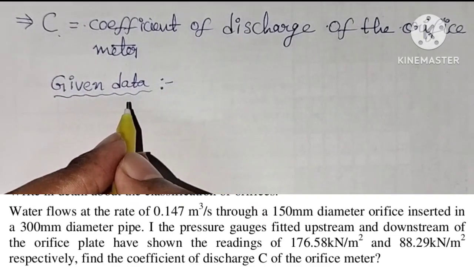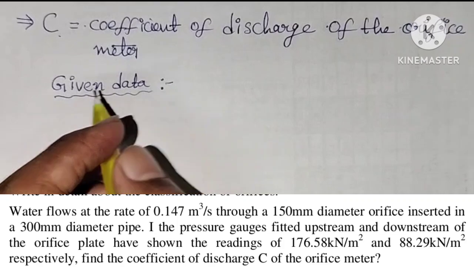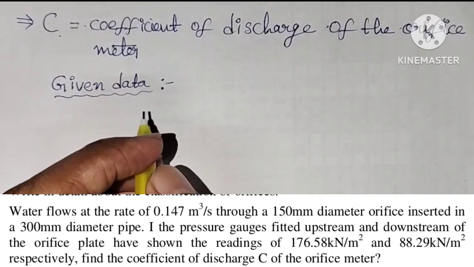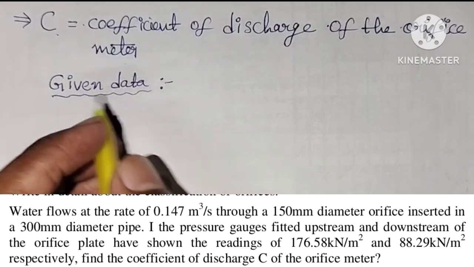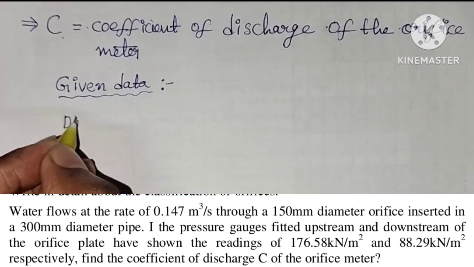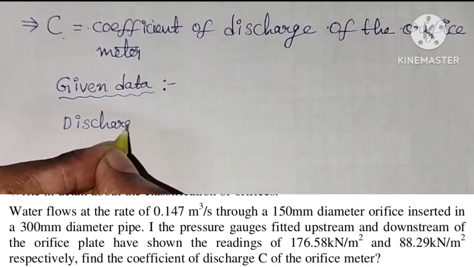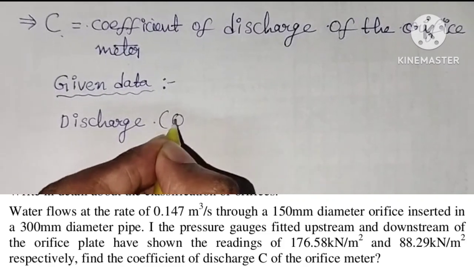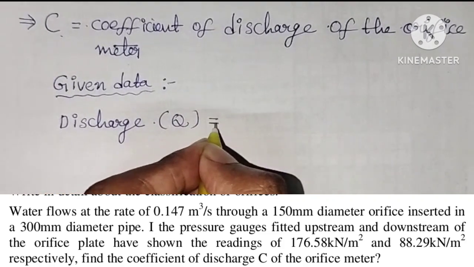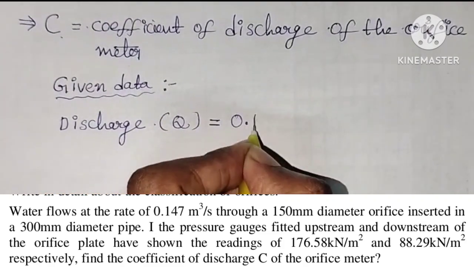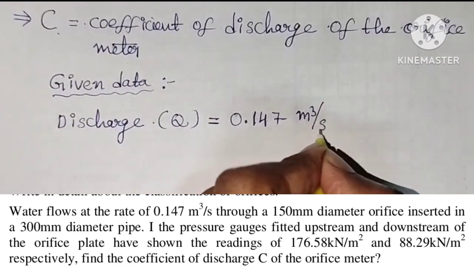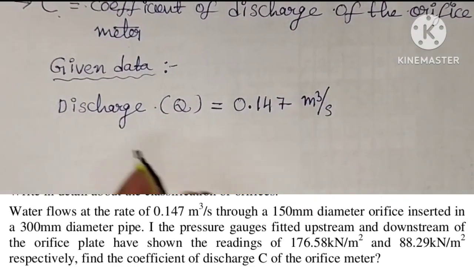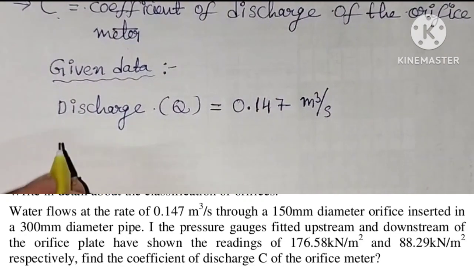So here, given discharge through the orifice meter at the rate of 0.147 meter cube per second. Meter cube per second is a unit of discharge. Discharge is denoted by Q. So discharge through the orifice meter is 0.147 meter cube per second.